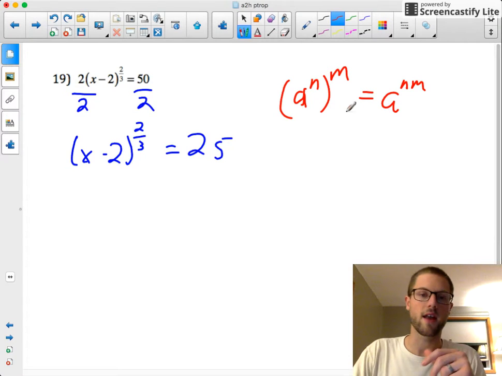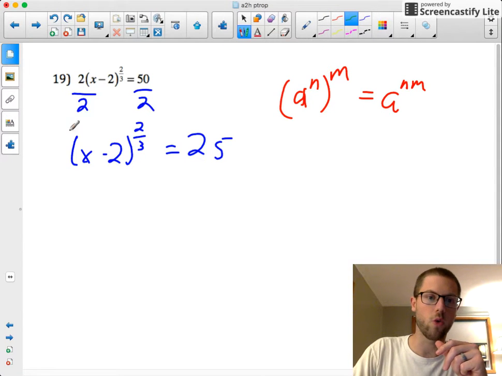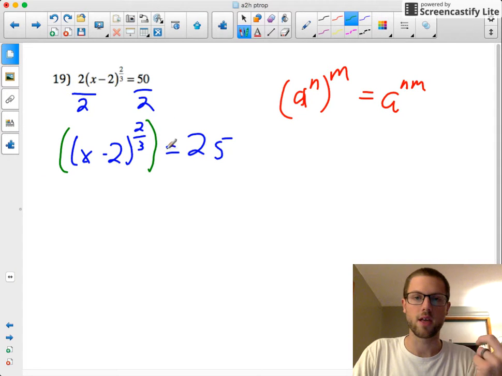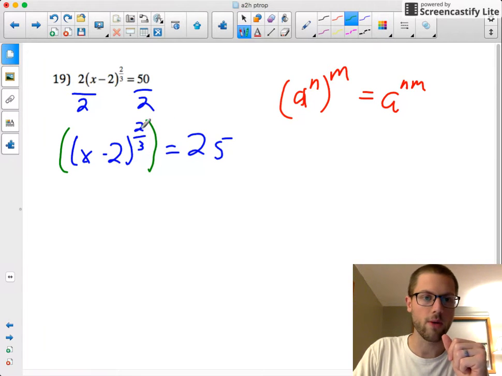So leveraging that idea, if I take this entire quantity and raise it to a specific power, I can get these exponents to cancel. So I'm thinking, what do I want to multiply 2/3 by to make that equal 1? Well, that's going to be 3/2. And whatever you do to one side, you have to do to the other side.